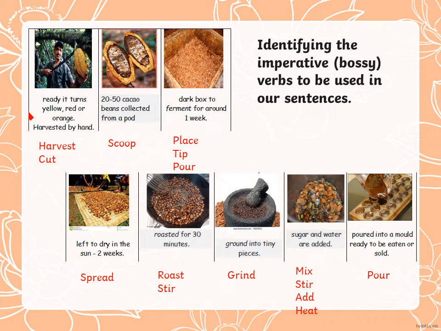Then this picture here, there's 4 things I think might happen. You might mix the chocolate beans with other ingredients. You might stir them instead. You might add sugar and water. You might heat all of the ingredients together. And in the final picture, the action that's happening is pour. They are pouring the liquid chocolate. We're going to use these verbs as part of our instructions.